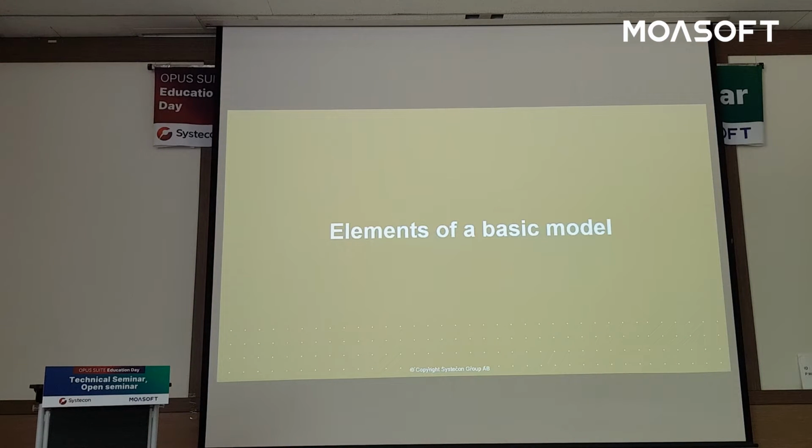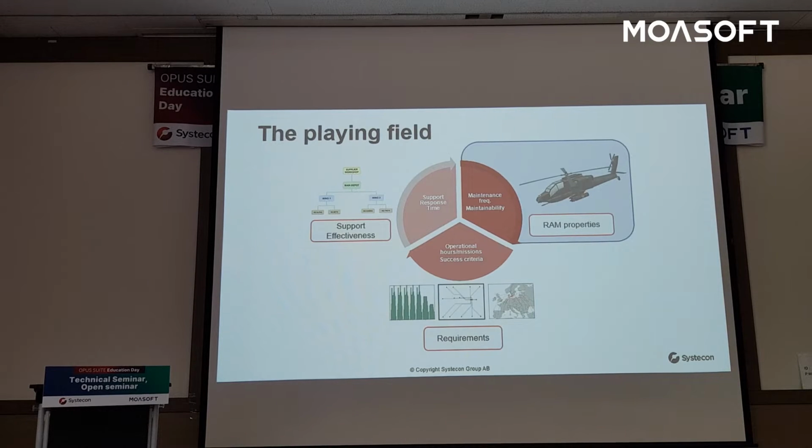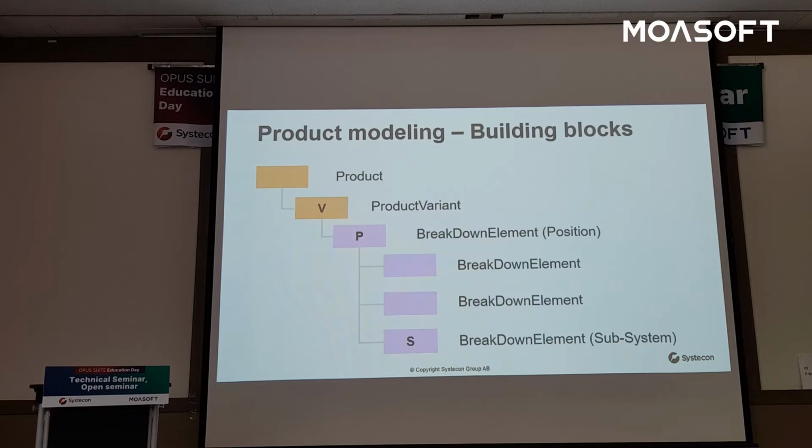So now we get into the actual first part here, which is about building our first very basic model. And the question here again is, how effective is our current support solution for this helicopter? We'll do an analysis and try to find out. We'll be focusing on the RAM properties of the helicopter to model that part, and then evaluate the performance and costs. So what are the basic building blocks here?